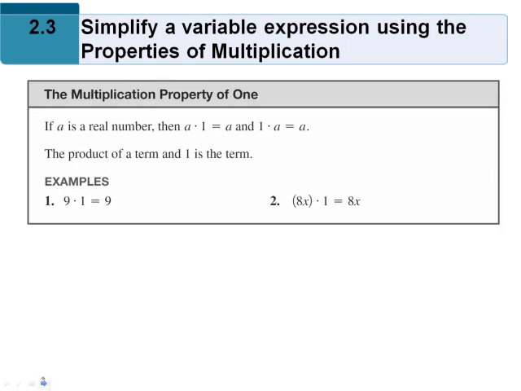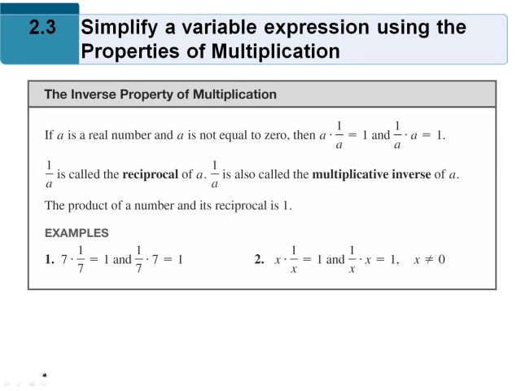Now we also have the multiplication property of 1, which basically says that if you have any number a and you multiply it by 1, you still get that same number or same term. So the product of any term and 1 is the same term. So 9 times 1 is still 9. 8x times 1 is still 8x. So anytime you multiply anything by 1, you get the same answer that you started with.